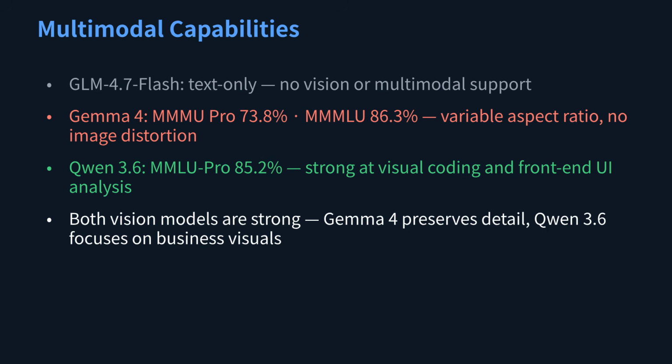For multimodal capabilities, GLM-4.7 Flash is text-only. Gemma 4 scores 73.8% on MMMU Pro and 86.3% on MMMLU. Its variable aspect ratio encoder processes images without distortion. Qwen 3.6 achieves 85.2% on MMLU Pro and excels at visual business tasks like analyzing front-end UIs. Both are strong multimodal engines optimized for slightly different workflows.